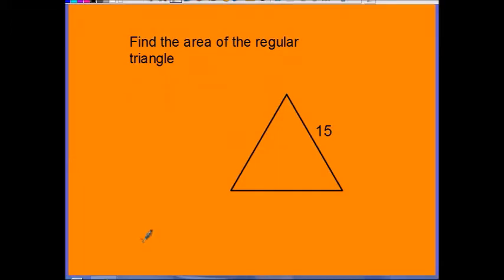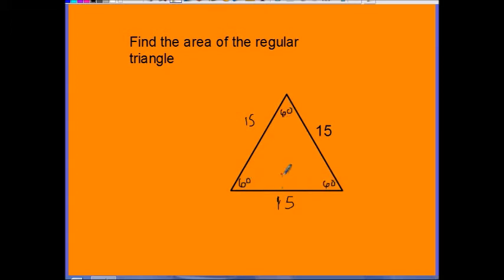Here's our next one. It's the area of a regular triangle. We have 2 ways that we can do this. Why don't you press pause and see what you can do. So here we go. If it's a regular triangle, I know it's equilateral and equiangular, which means all my angles here are going to be 60 degrees.